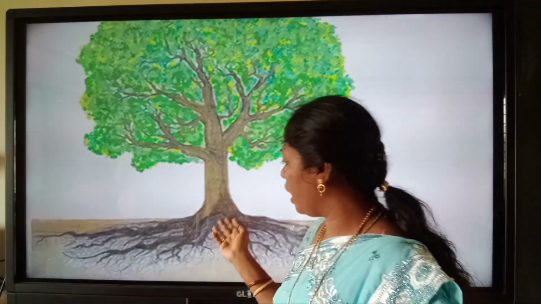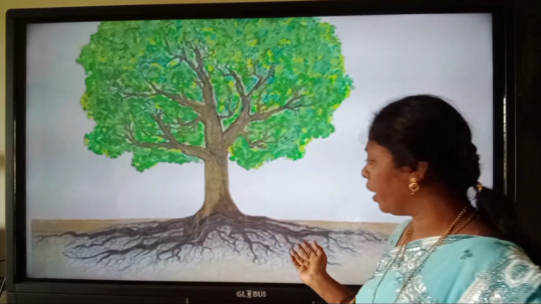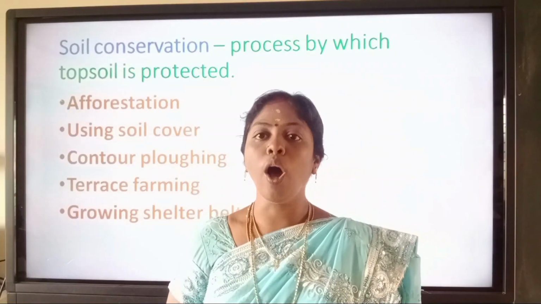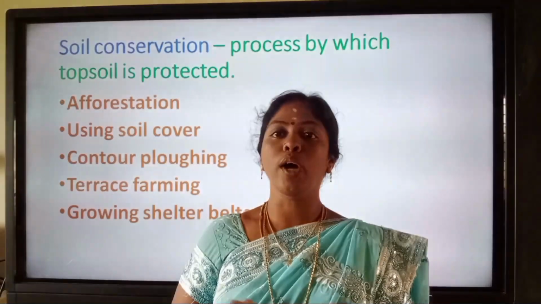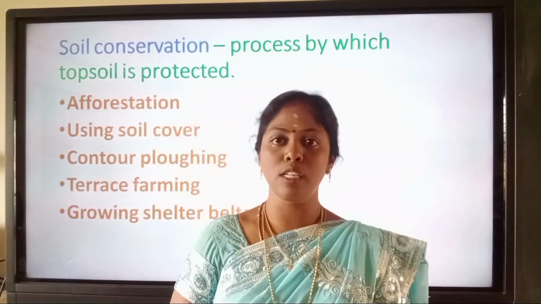You can see this tree, how it is holding the soil, isn't it? So the roots of the trees are capable of holding the soil tightly, firmly. That means the soil cannot be moved that much easily. But if the trees are not there, the soil can be easily washed off by the water or blown off by the wind. So it is our duty to conserve or protect the soil.